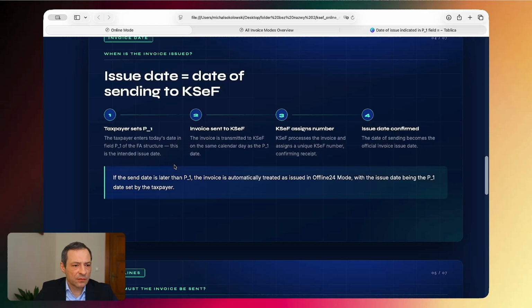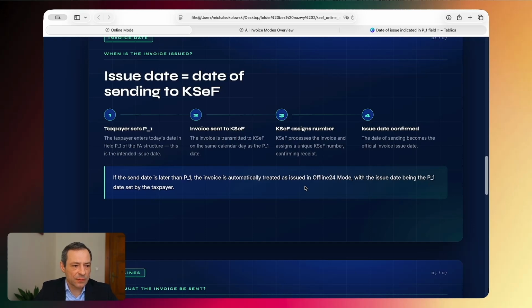In the third step, the Polish National Electronic Invoicing System generates and assigns the unique number of this invoice. And in the fourth step, the issue date is confirmed. The date of sending becomes the official issue date. As explained in the example, if the send date is later than the date of issue in the P1 field, the invoice is automatically treated as issued in the offline 24 mode, with the issue date being the P1 date set by the taxpayer.